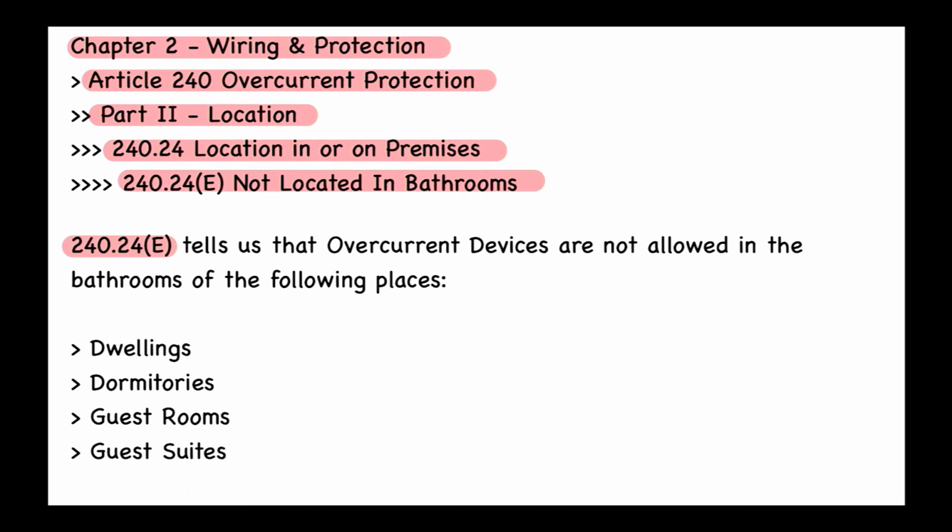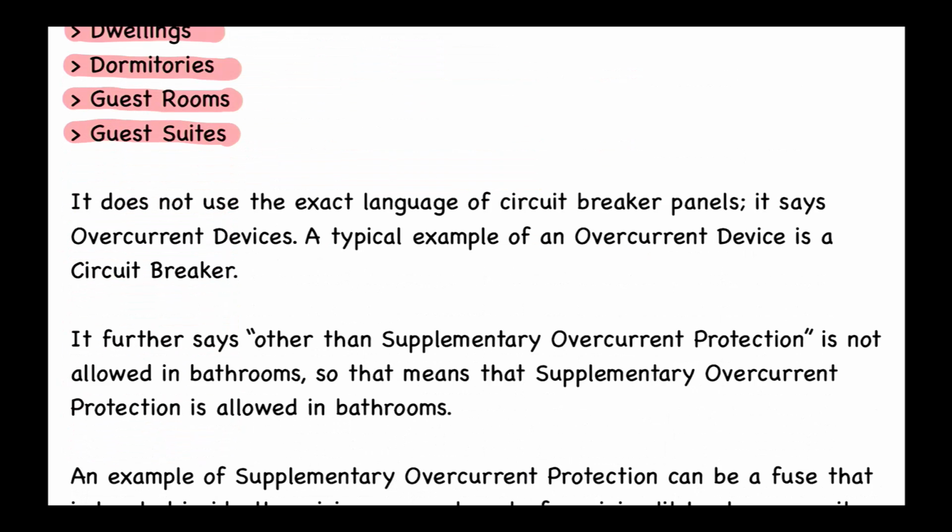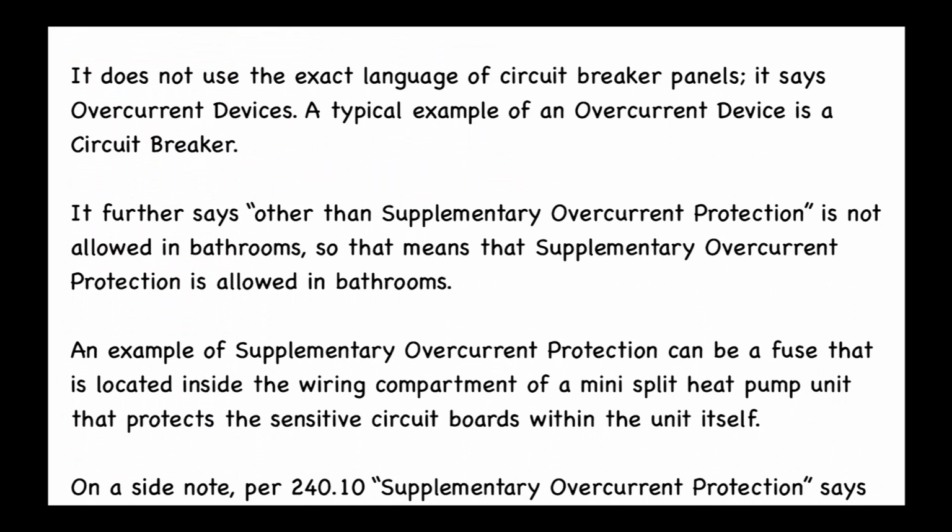240.24(E) tells us that overcurrent devices are not allowed in the bathrooms of the following places: in dwellings, dormitory units, guest rooms, and in guest suites. It does not use the exact language of circuit breaker panels. It says overcurrent devices. A typical example of an overcurrent device is a circuit breaker. It further says other than supplementary overcurrent protection is not allowed in bathrooms. So that means that supplementary overcurrent protection is allowed in bathrooms.